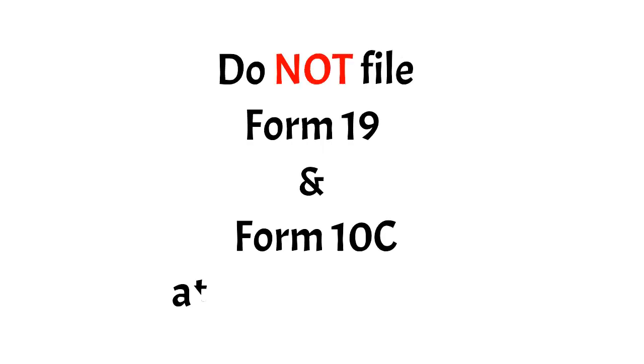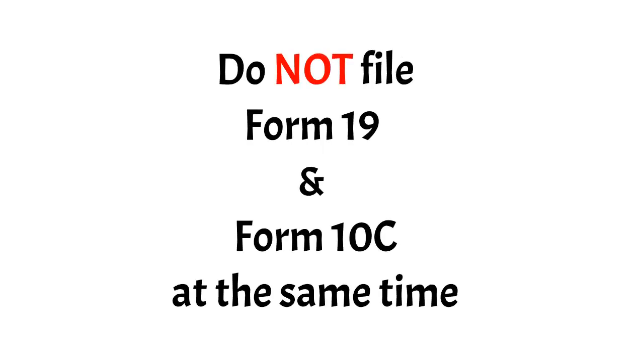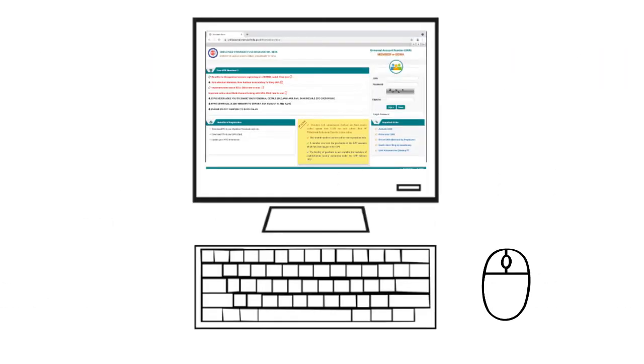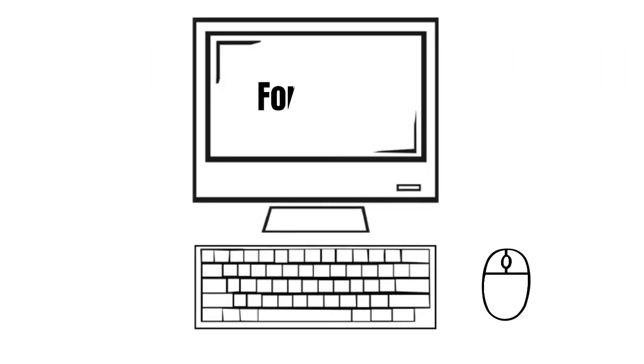Please do remember that you shouldn't file the PF withdrawal and pension withdrawal claims at the same time. Submit the PF withdrawal claim first. Once that is processed and the money has been credited to your bank account, log in again and then follow the same process to file the pension withdrawal claim.